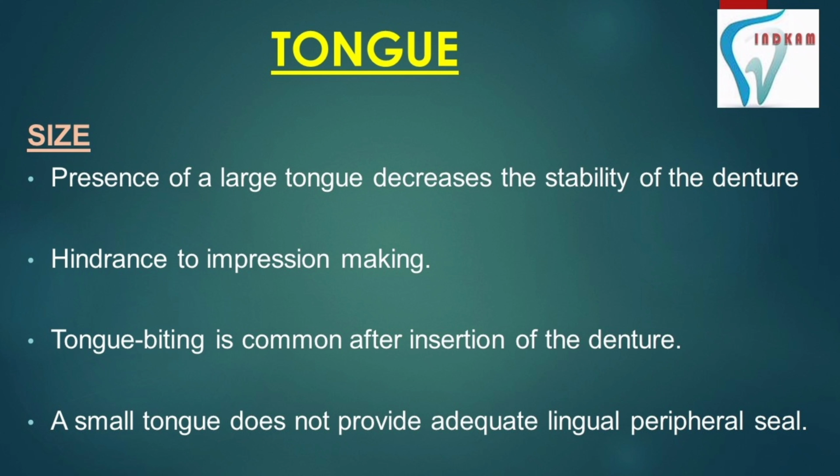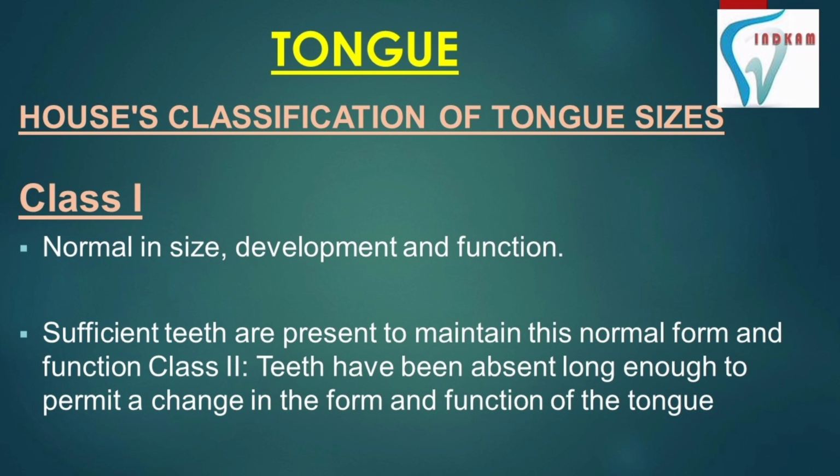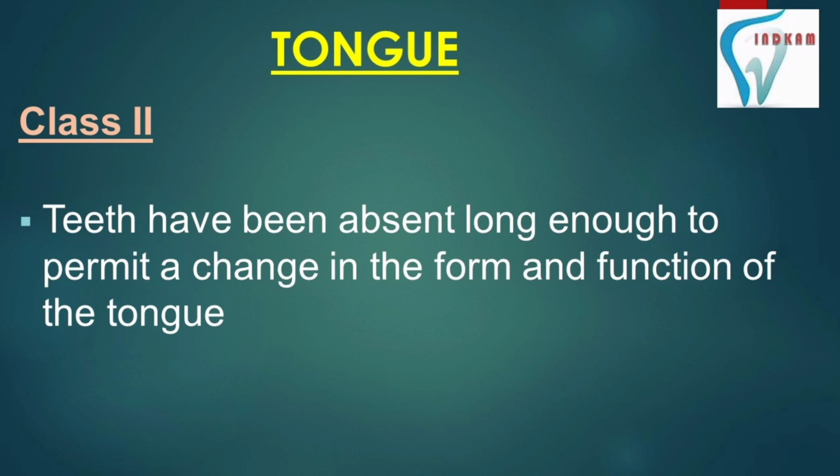And if the tongue is small, then it does not provide adequate lingual peripheral seal, which will affect the stability of denture. House classified tongue sizes into three classes. Class 1. Normal in size, development and function. Sufficient teeth are present to maintain this normal form. Class 2. Teeth have been absent long enough to permit a change in the form and function of the tongue.